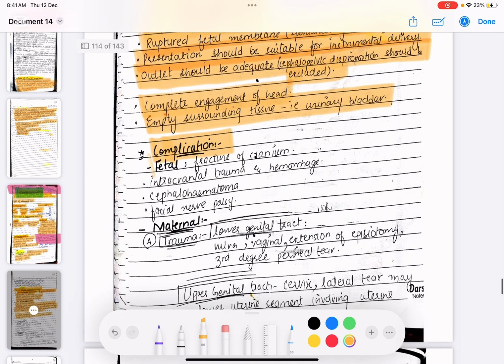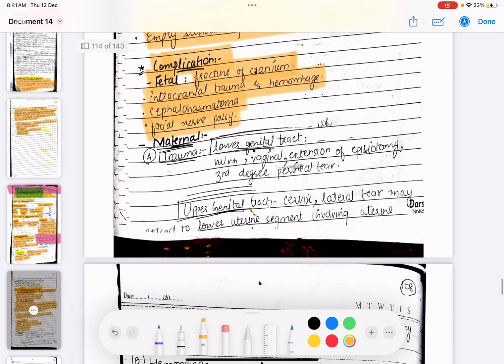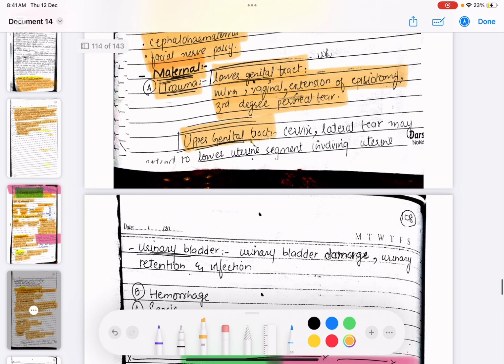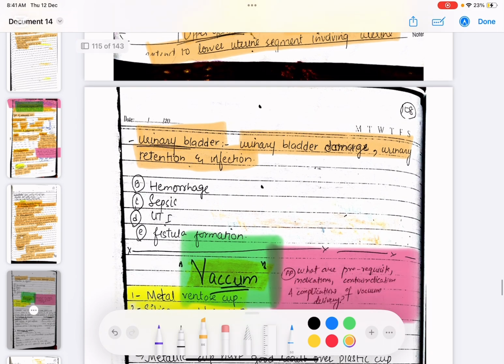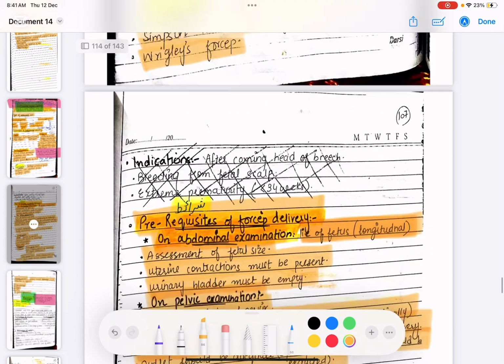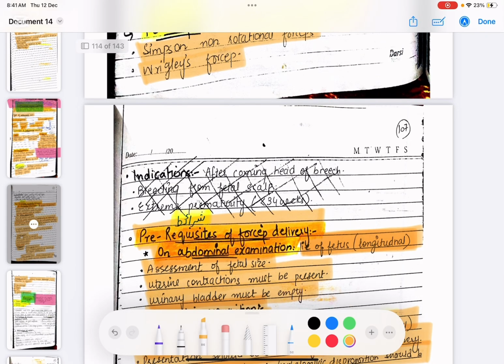The complications are fetal, which are fracture of the cranium, intracranial trauma and hemorrhage, cephalohematoma, and facial nerve palsy. The maternal complications are trauma: lower genital tract, that is vulva, vaginal extension of the episiotomy, and third degree perineal tears; upper genital tract, that is cervix lateral tear, which may extend to the lower uterine segment involving the uterus; and urinary bladder, that is bladder damage, urinary retention and infection, hemorrhage, sepsis, UTI, and fistula formation. These are all the prerequisites of the forceps delivery.